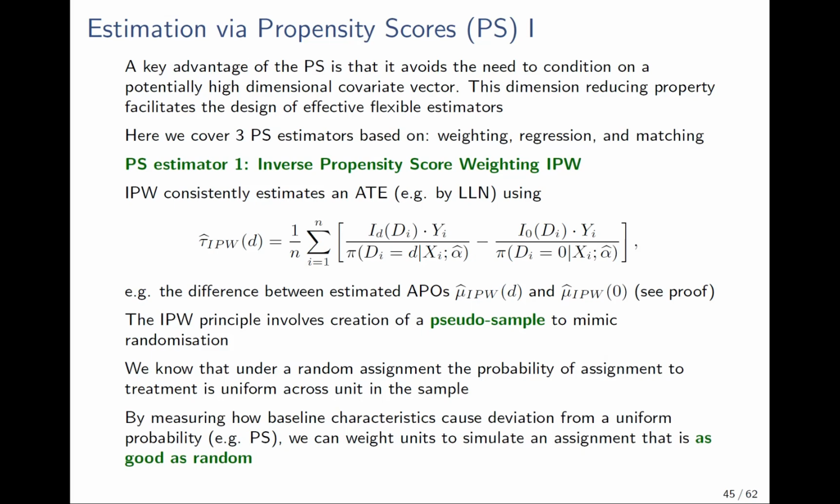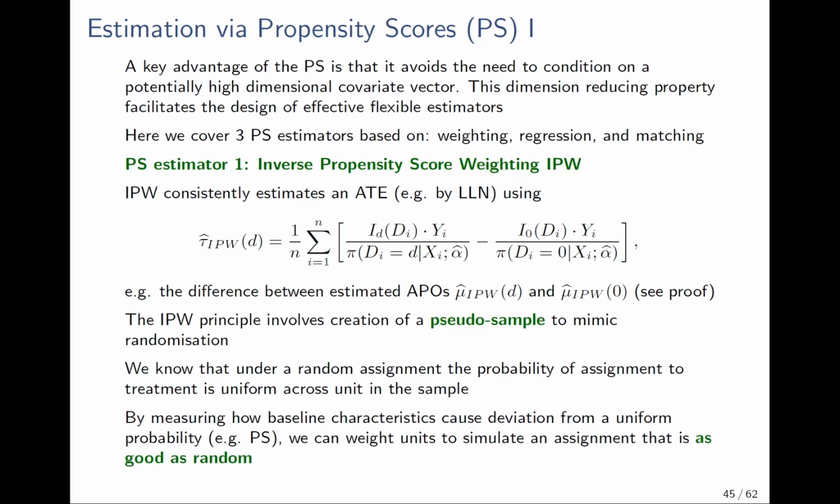But you might be wondering, why bother using the propensity score? Why not just use x itself? What's the advantage in having a propensity score? Well, the key advantage of the propensity score is this dimension reducing property it has. So the propensity score means we no longer need to deal with and condition on a potentially high dimensional covariate vector. We can use a scalar value instead. And the fact that we've got a scalar value facilitates design and use of very effective flexible estimators that would be much more difficult to implement in a high dimensional setting.